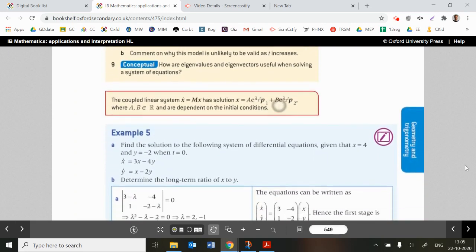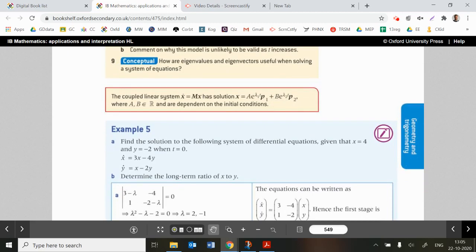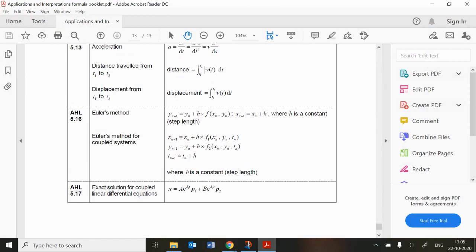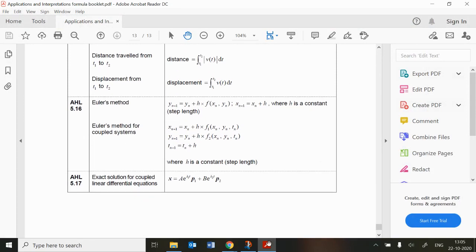And this, fortunately, is given to you in the formula booklet. So let's look at the formula booklet. It's the absolute last thing on the final page of your booklet here. And it says exact solutions for coupled linear differential equations. And you'll see here you've got x, which is your xy coordinate point, essentially. Okay, so that's a vector x. The vector x equals xy.